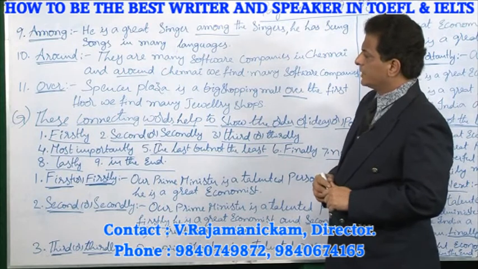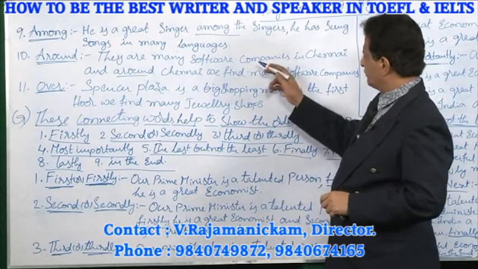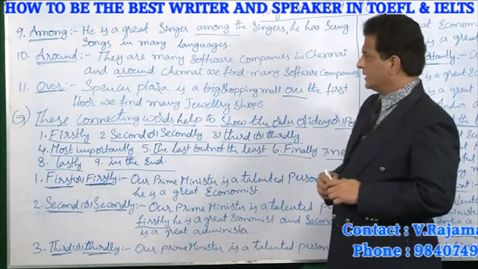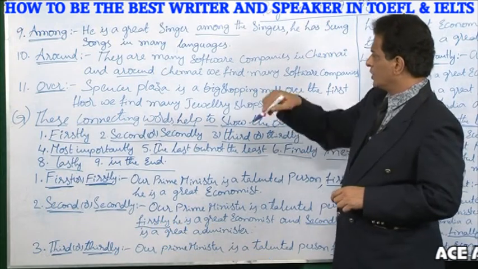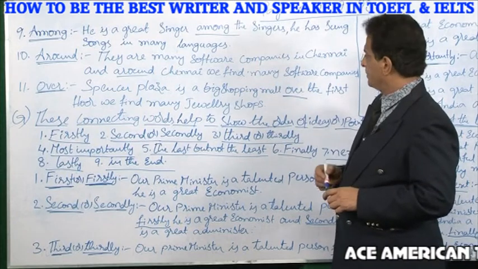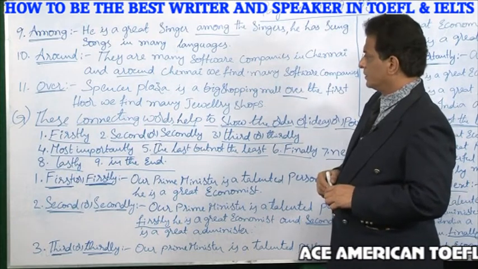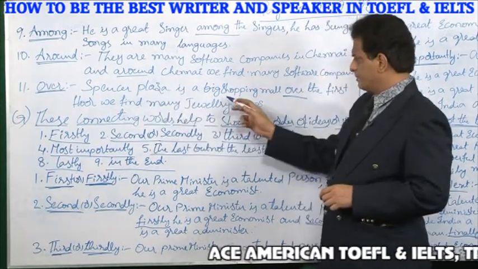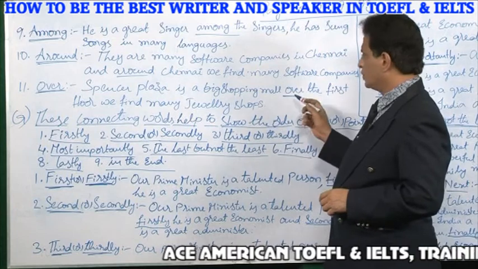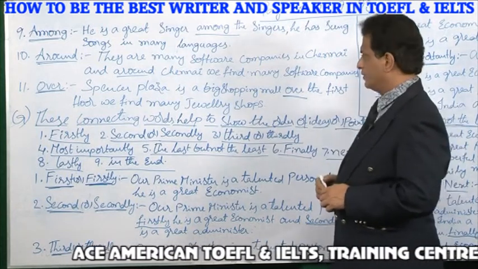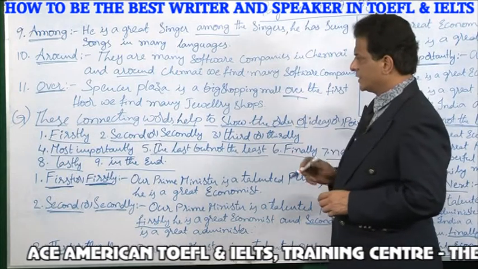Number 10, around. There are many software companies in Chennai and around Chennai. In and around Chennai, you have many software companies. This is a location. Next, over. Spencer Plaza is a big shopping mall. Over the first floor, we find many jewelry shops. Jewelry shops we find over there. So, it is the location words.